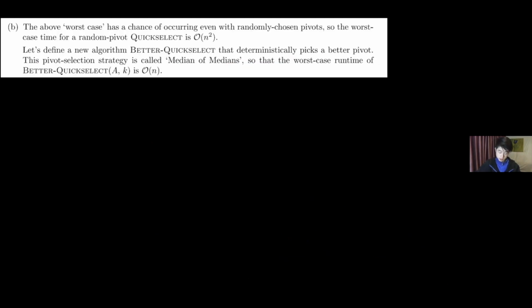And this is what part B gets us to come up with. It defines a new algorithm, better quickselect, that basically just picks a better pivot. And it picks a better pivot using the median of medians strategy. So if you were to write what better quickselect does in bullet point form, what would be the 3 things that it does?